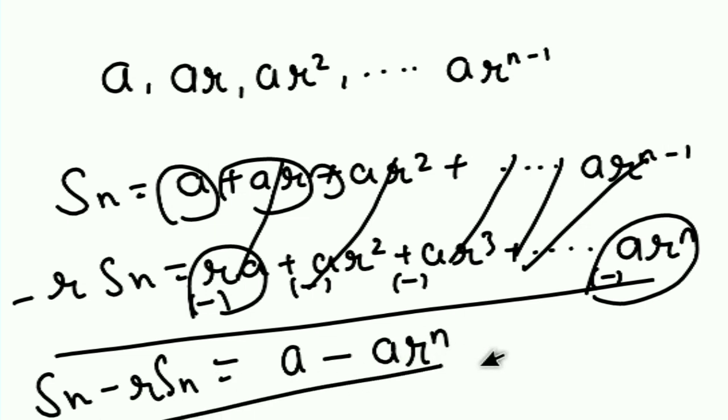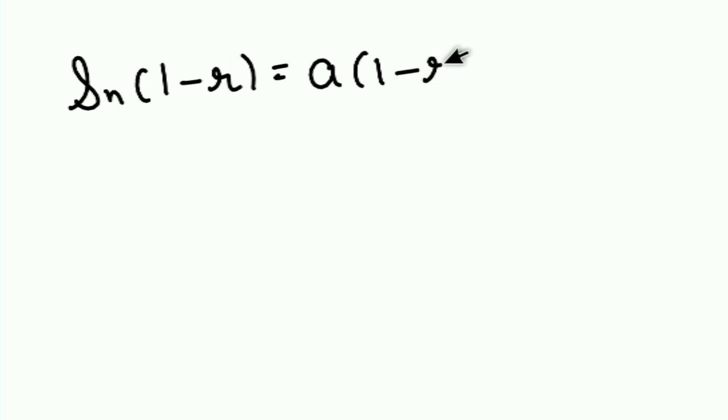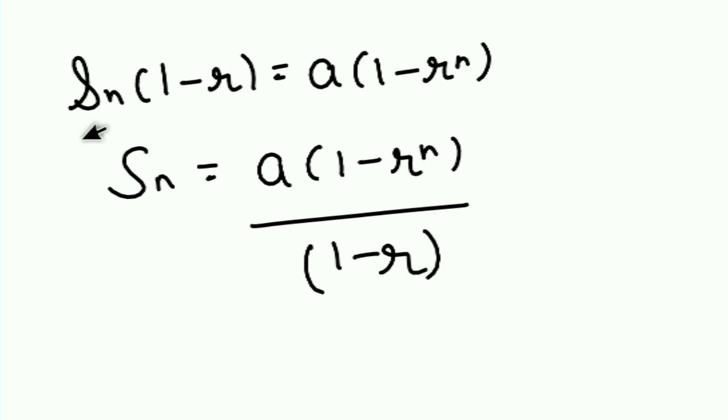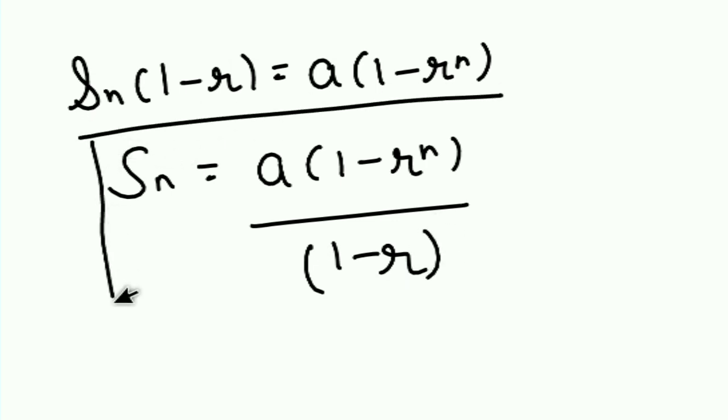So let's simplify this. Let's take Sn common, and you are left with 1 minus R, that is equal to, and let's take A common, so you are left with 1 minus R raised to n. If we further simplify this, you will get Sn into 1 minus R is equal to A into 1 minus R raised to n. So your summation of n terms will be A into 1 minus R raised to n divided by 1 minus R. So this was the formula for your summation of n terms of the GP.